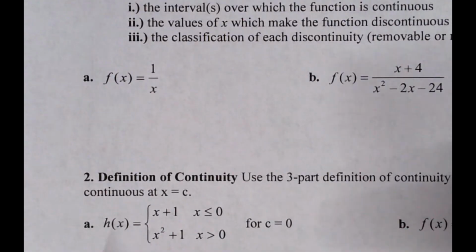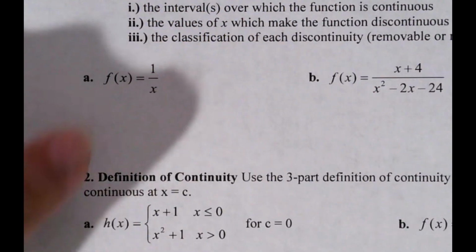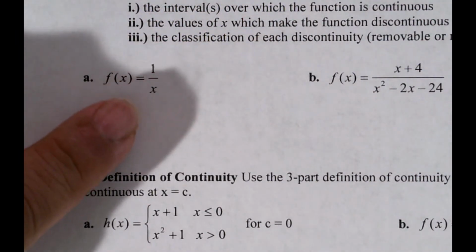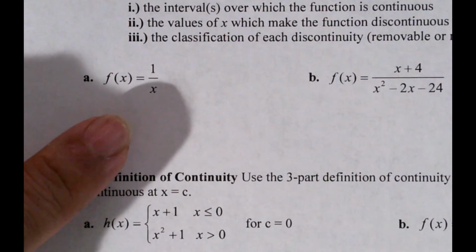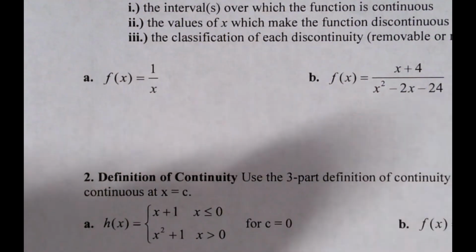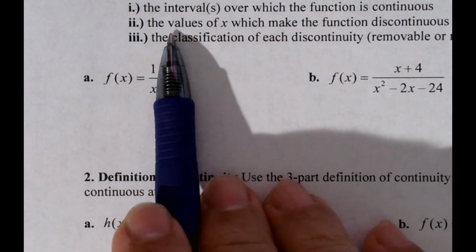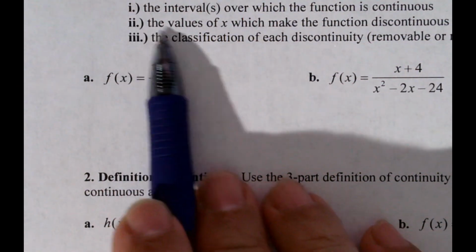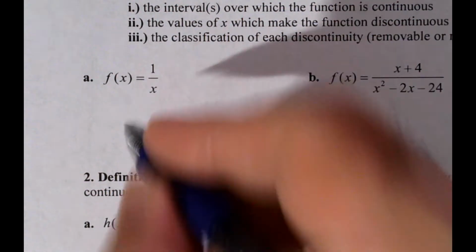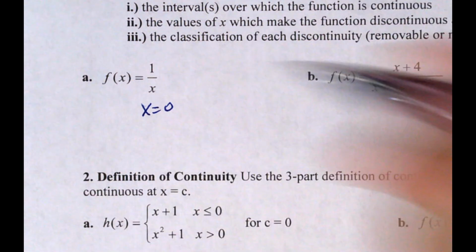So how can you tell where a function is not continuous? In a fraction, the easiest way to tell is, can the fraction have a 0 in the denominator? Well, yeah, this one can, right? If I put a 0 for x, there's a 0 in the denominator. So that is a point of discontinuity at x equals 0 because it's undefined for x equals 0. So I'm answering II, the value of x which makes the function discontinuous. At x equals 0, it is not continuous.